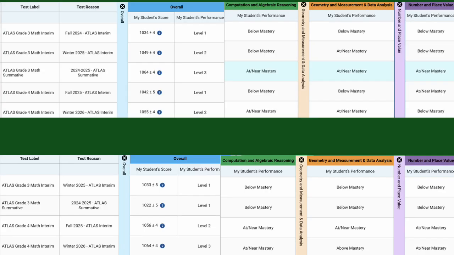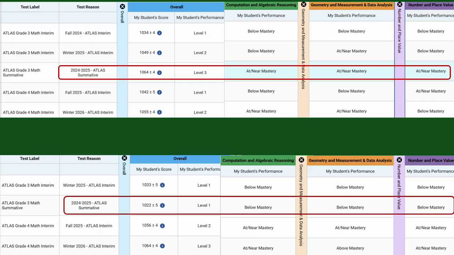This is a tale of 2 students. And in this, you can see that the student on the top, I have another longitudinal report here. This is a student who ended third grade at a level 3, but they started as a level 1, so they were below mastery across the board in the fall. Only one area, notice it's geometry and measurement, which is something that some people don't even get to till the end of the year. And then they're at or near mastery across the board, and they're actually proficient.